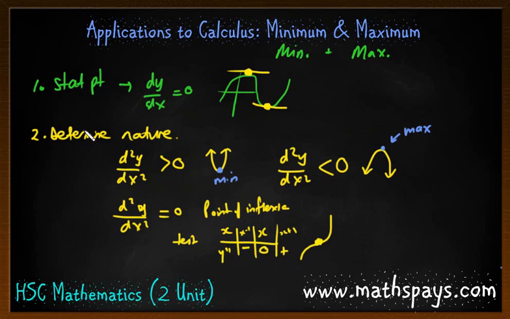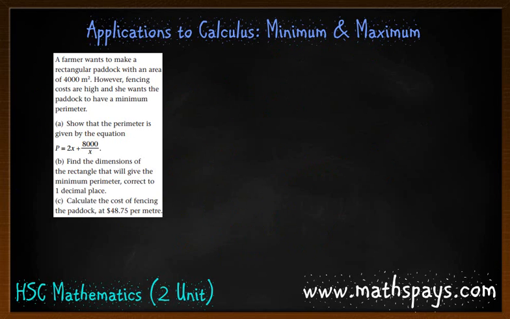So look, we've got two main things that we do here to determine natures and stationary points. So what is this lesson about? Well, we've got an application to calculus. I'm just going to start with one question to walk you through this. In a maximum minimum question, it will generally have the word maximum or minimum. You can see inside here we've got that word minimum.